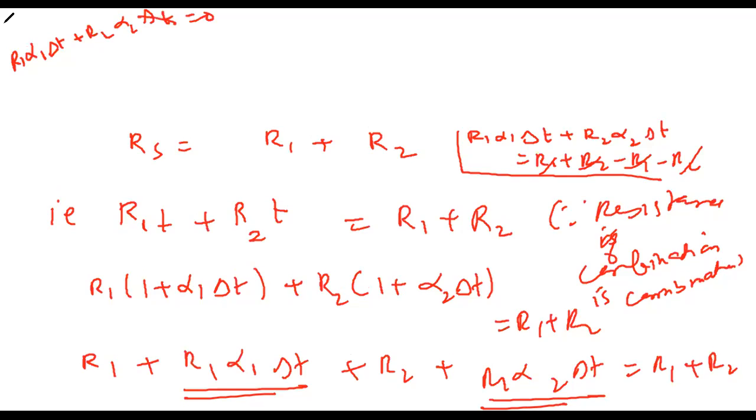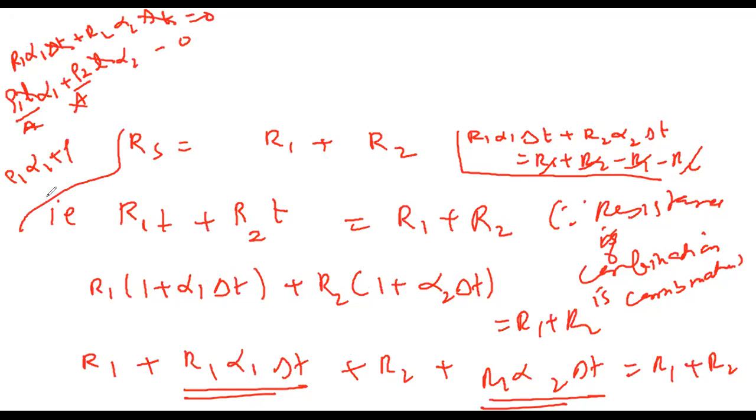Throughout delta T you can cancel. अभी R का मतलब ρ1 L upon area alpha 1, ρ2 into L upon area alpha 2 is 0. L by A throughout cancel कर दो. So ρ1 alpha 1 plus ρ2 alpha 2 is 0. This they can give you as option, which is correct relation.